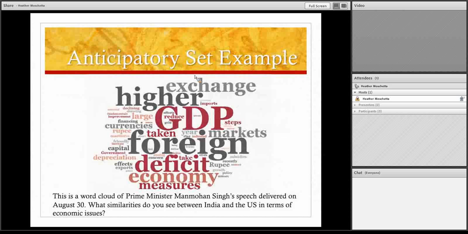Here's an example of an anticipatory set that may be used in a social studies class or an economics class. This is a word cloud of the Prime Minister of India's speech that was delivered on August 30th. You could ask the students to either write or discuss what similarities they see between India and the US in terms of economic issues. You may need to remind them that in a word cloud, the larger the word, the more frequently it's used in the text, or in this case, in the speech.